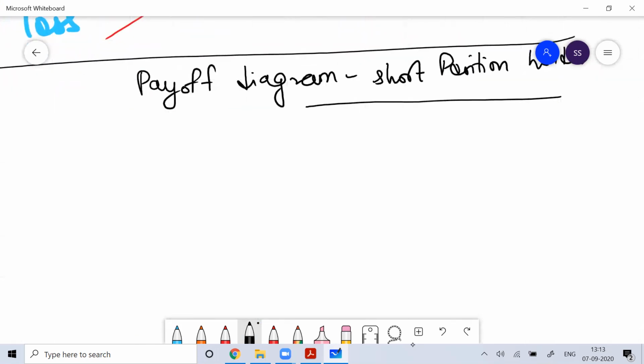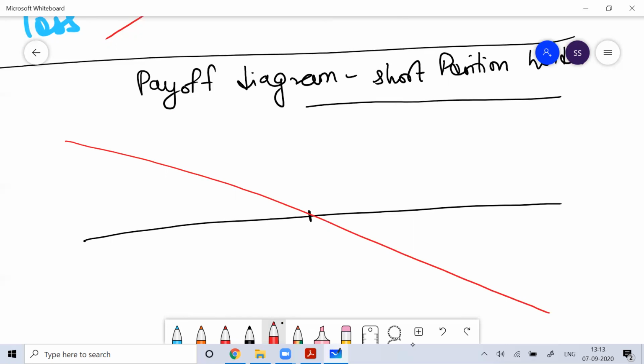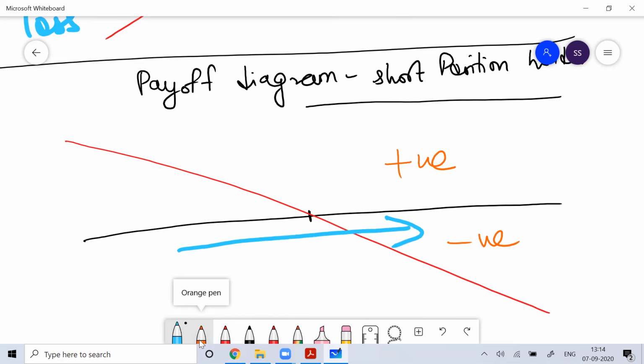So this is the payoff diagram of a short position holder. Above the horizontal line is your profit, and below your horizontal line is your loss. Here we always assume that the price or rate is increasing from left to right. So for a short position holder, the more the price goes down, the more profit can be booked.